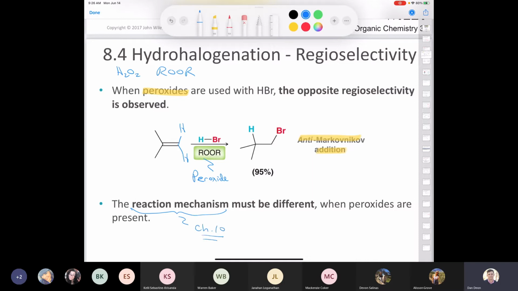And the reason it's covered in Chapter 10 is because if you've looked at the title of Chapter 10 in our syllabus, it deals with radicals. So this is a radical mechanism.